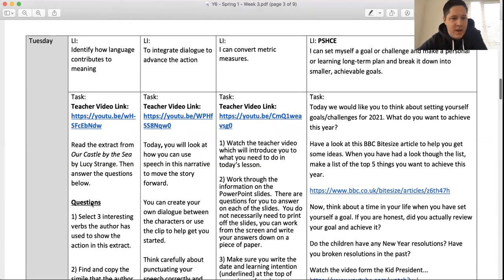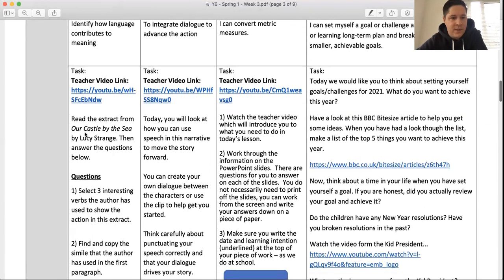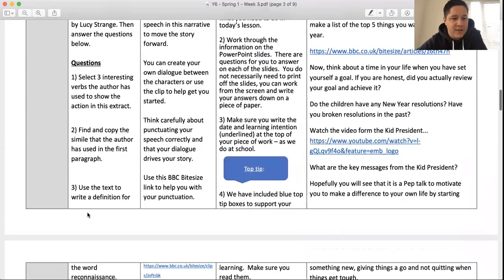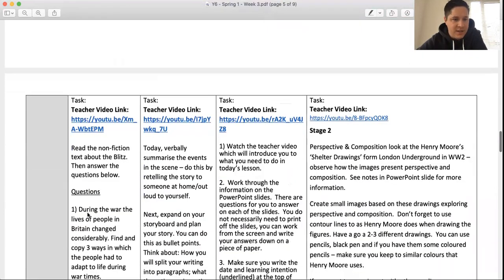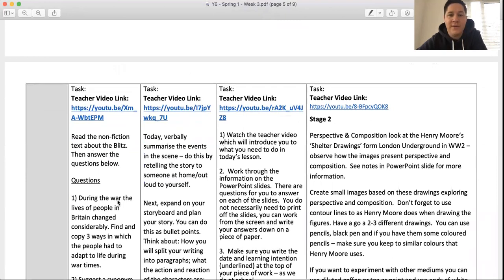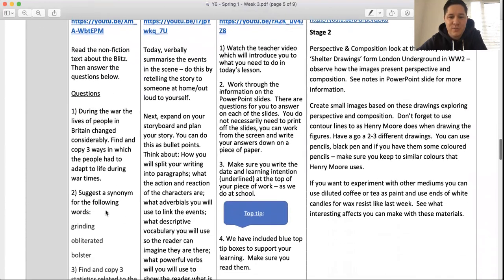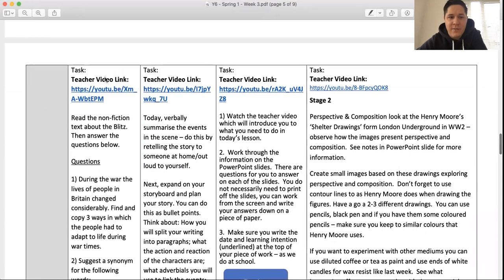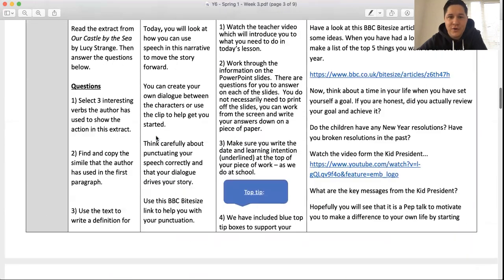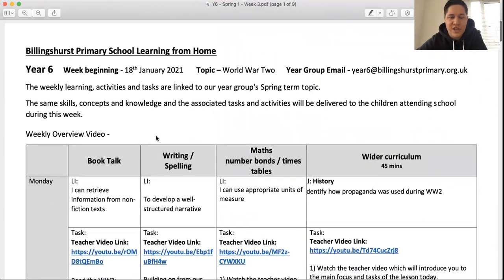Then you've got one which is called Our Castle by the Sea, and it's by Lucy Strange. Okay, so that's a narrative. And then our last one is another non-fiction all about the Blitz. Okay, so those are your book talks, and you've got a link of Mrs. Klein reading those for you. So there's lots to keep you busy.